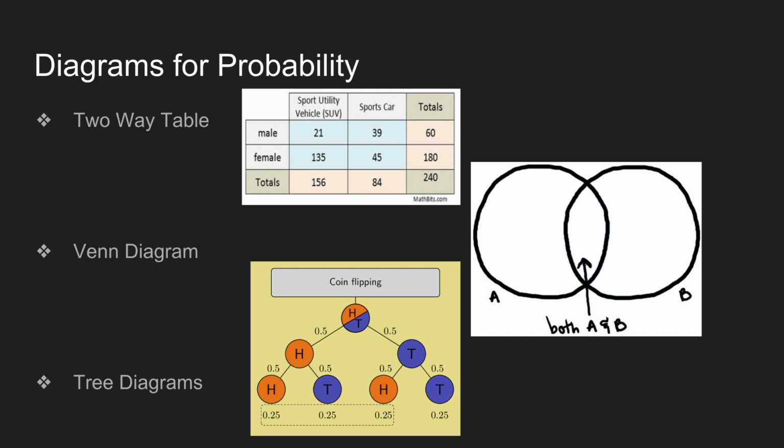Finally, we can use tree diagrams. Tree diagrams are helpful for displaying conditional probability. In the example, if you wanted to find the probability of event C given event A, you would simply multiply them together.